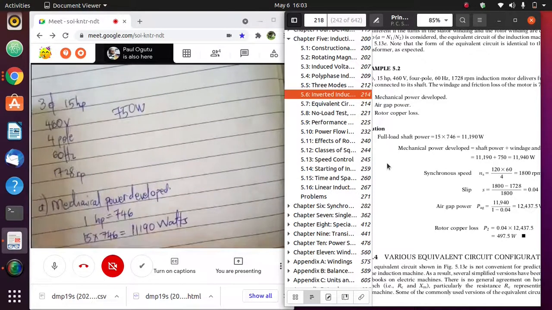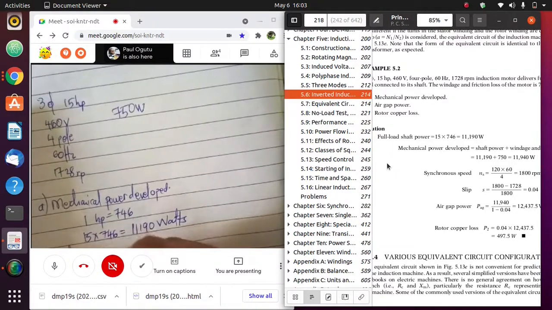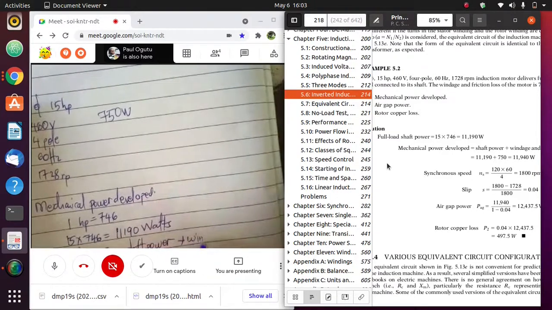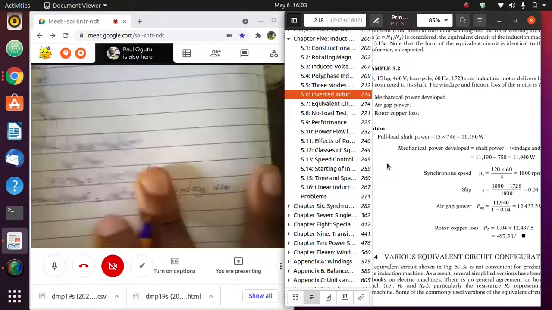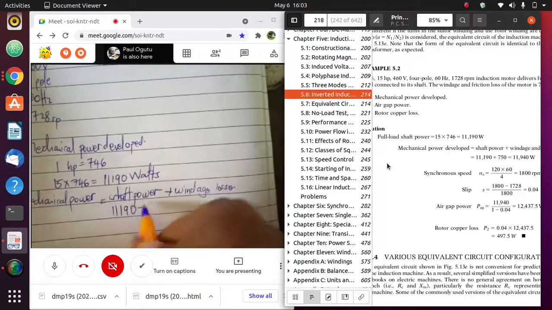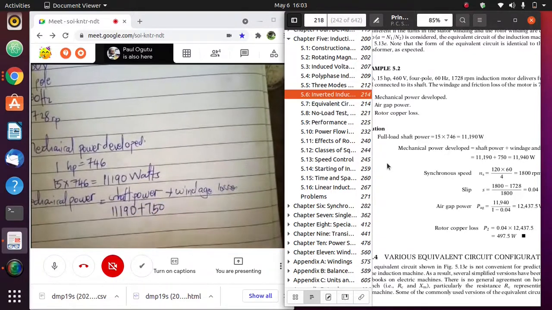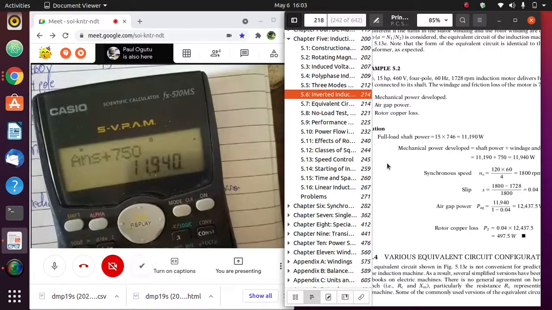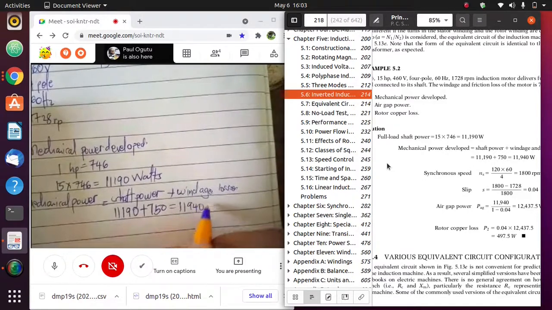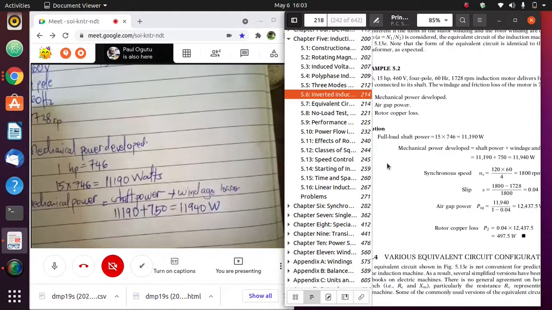Now the mechanical power developed will be equal to the shaft power ambayo tumepata plus the windage losses. You get that? Now the mechanical power will be given by 11,190 plus the windage losses, which were 750. Therefore the total mechanical power itakuwa ni 11,940 watts. Sasa umeona where those windage losses tunaziongeza ama tunazitoa.